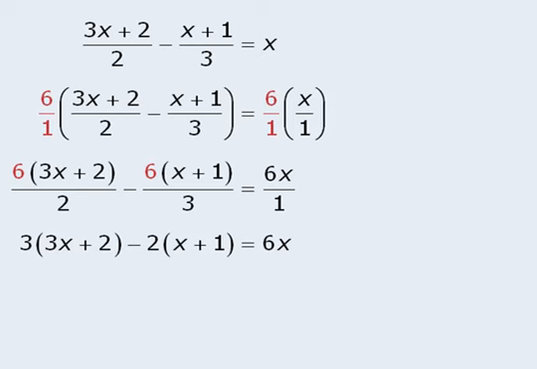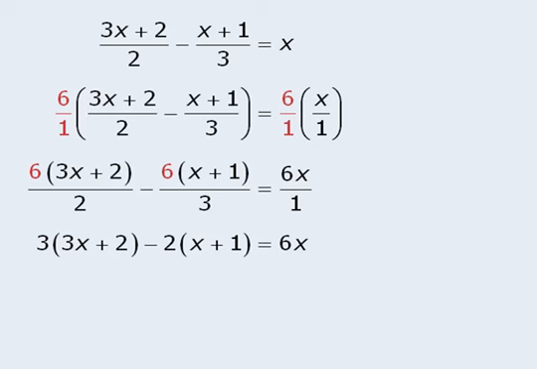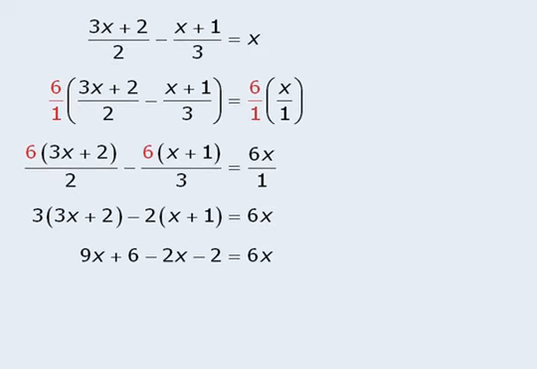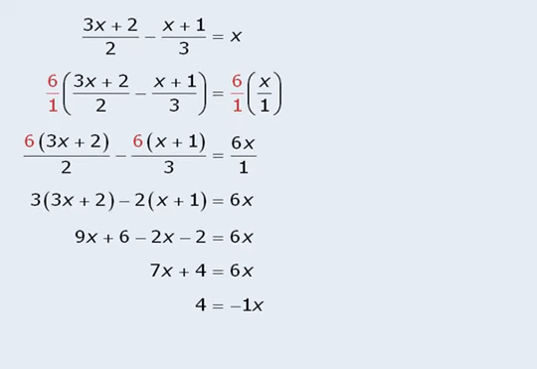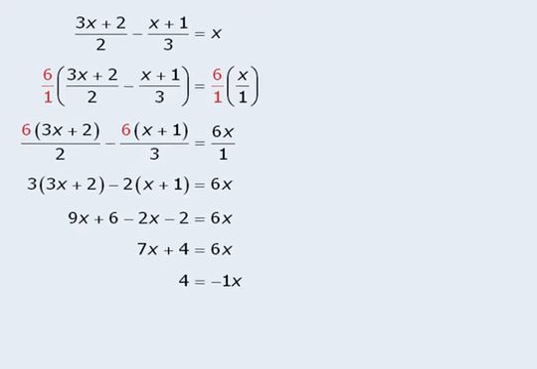Okay, we have now eliminated our fractions. Now we need to do some expanding. First, 3 times 3x is 9x, and 3 times positive 2 is positive 6, or plus 6. Next we have negative 2 times x, which is negative 2x or minus 2x, and we have negative 2 times positive 1, which is negative or minus 2. This is all equal to 6x. At this point we can simplify the left-hand side to be 7x plus 4, and now we can solve for x by first subtracting 7x from both sides, and then dividing both sides by negative 1 to get x equals negative 4.